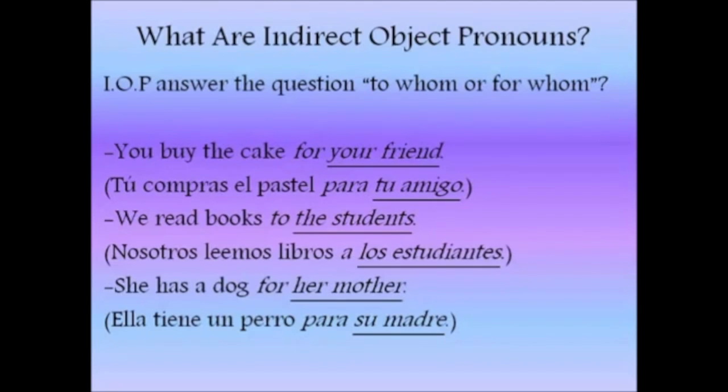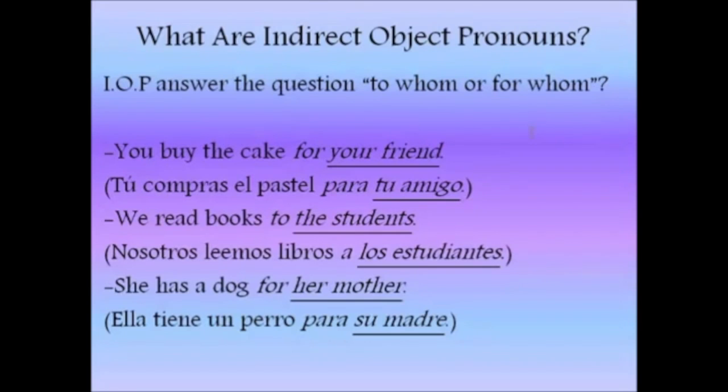For example, you buy what? The cake. So the cake is your direct object. But when we take that a step further and ask the question, the cake is to whom or for whom, we get into our indirect object. So your friend is our indirect object. And in Español, that's tú compras el pastel para tu amigo.